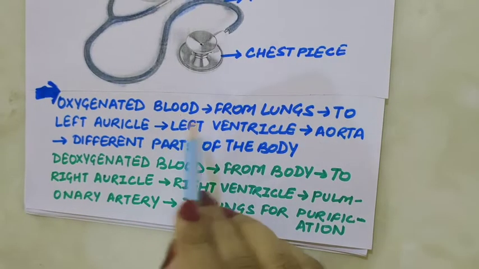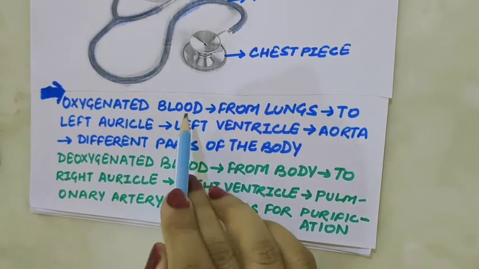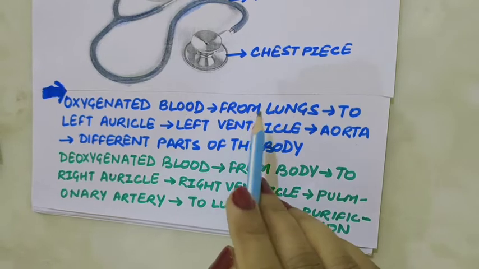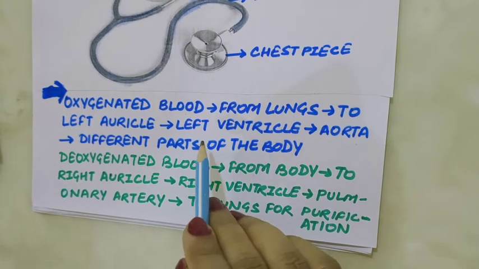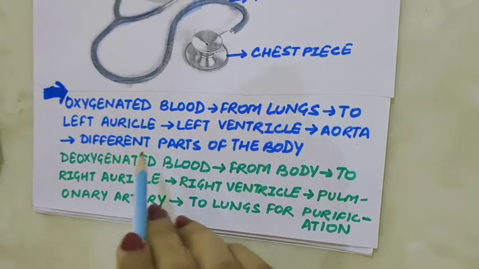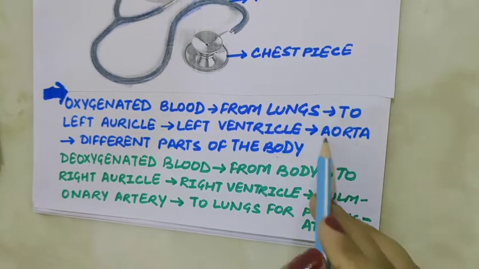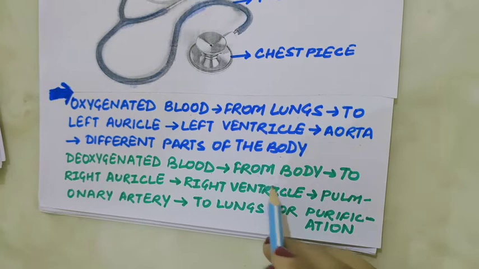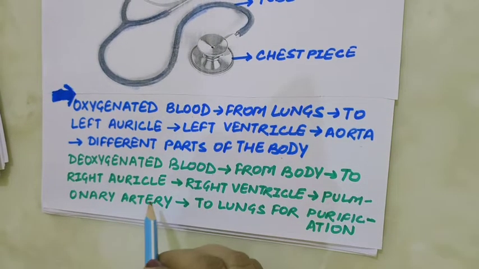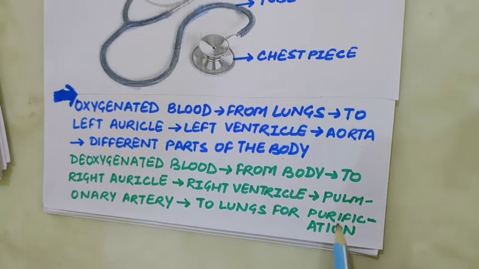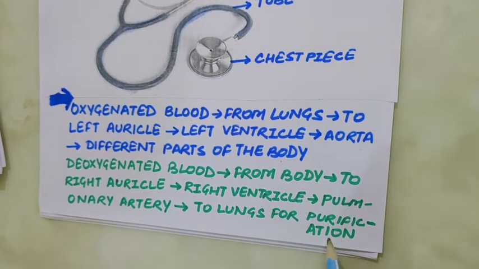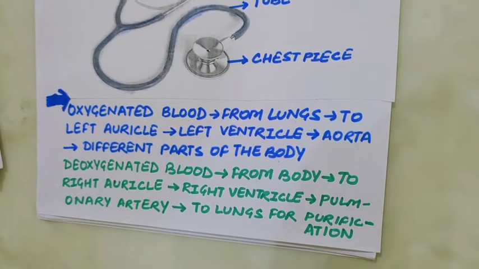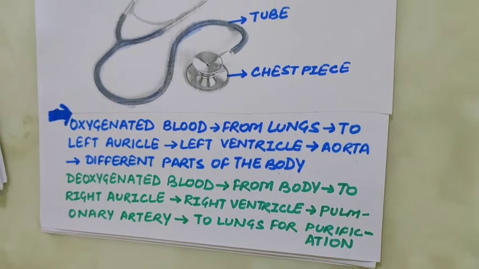So we can summarize it that oxygenated blood flows from the lungs to left atrium and then left ventricle to different parts of the body through aorta. And deoxygenated blood flows from the body to right atrium and then to right ventricle and then to lungs through pulmonary artery. Let's talk about the heartbeat now.